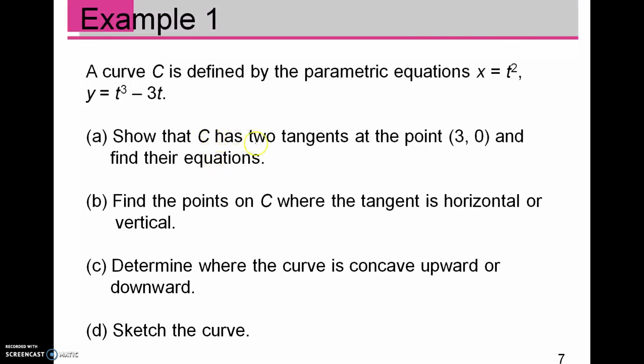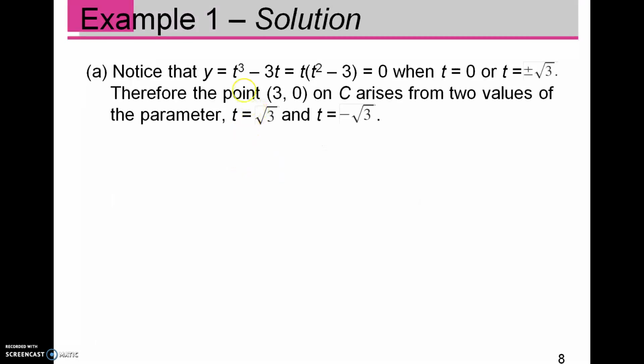Okay, so this one we want to find the two tangent lines or equations. So we'll notice that y equals 0 when t equals 0, or t is plus or minus square root of 3. Again, we've got a cubic, right? So we're going to have three answers for this. Therefore, the point (3, 0) on C arises from only two of these values, right?